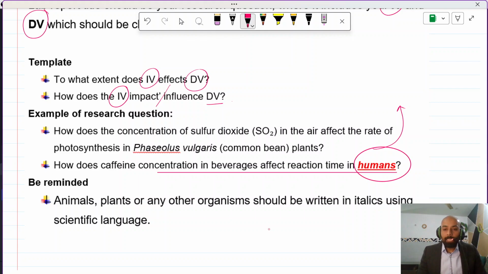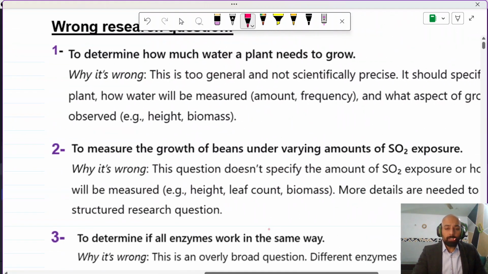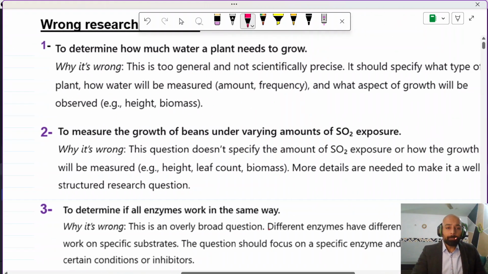The first name is the name of the genus, like Homo, and the second name is the name of the species, like sapiens. Animals, plants, or any other organism should be written in italics using scientific language. So this is the first piece of advice for all of you who are planning to write your IA. Here we have some other examples of research questions which are taken out randomly.